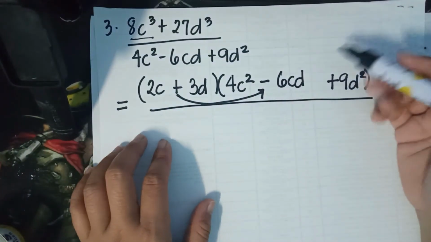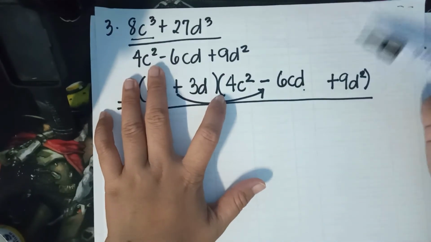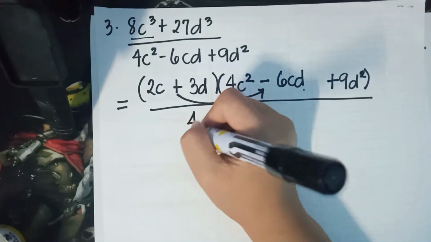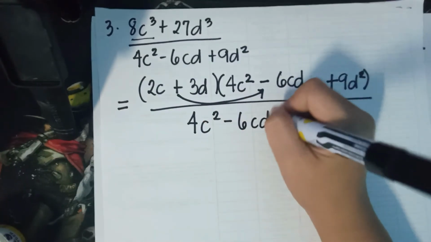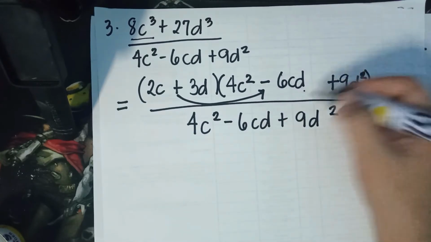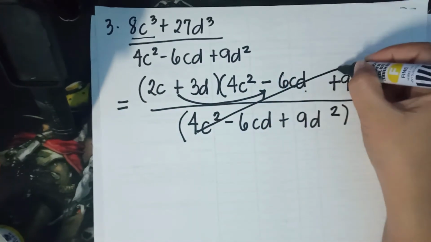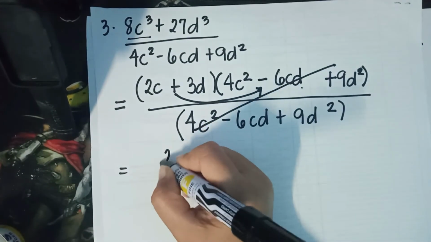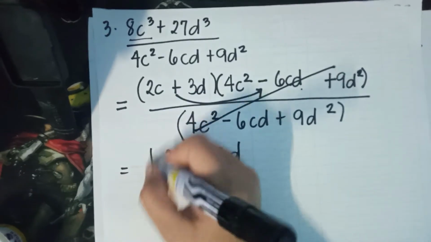Over. Based on observation, our denominator and the second factor are the same, then all you need to do is copy. 4c squared minus 6cd plus 9d squared. And since our two trinomials are the same, we can cancel out. And final answer is 2c plus 3d.